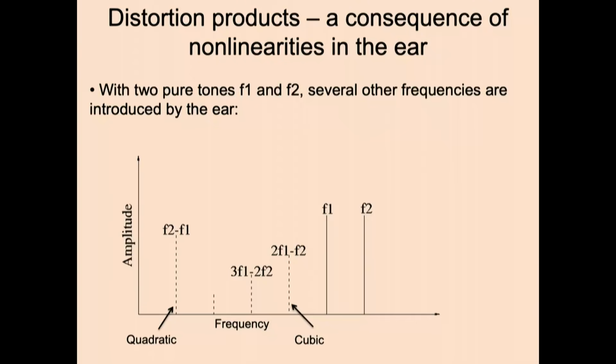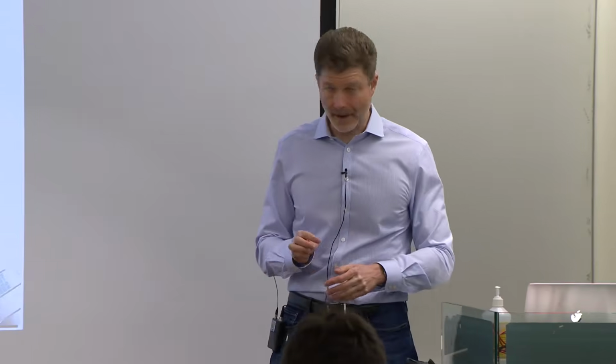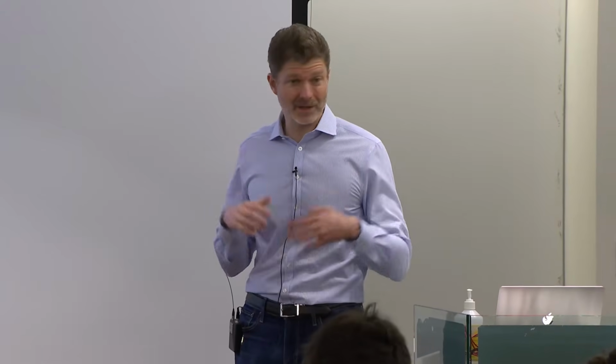Okay, so we would expect that if you've got this powerful nonlinearity in your ear, it's going to cause these new frequencies to be present. How would we potentially detect these? This is a classic demonstration. That's one of the main ways in which we actually measure distortion products. And it's going to make use of beating, which we just talked about at the start of the lecture.